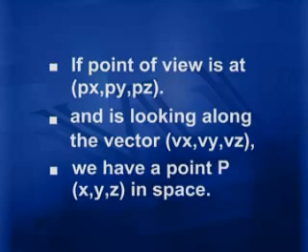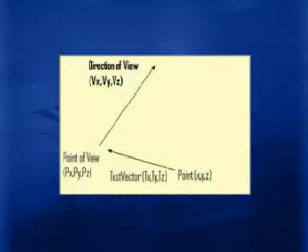So if we are given a direction of view, a point of view, and we have a point about which we need to find out whether it is visible from our given point of view or not, we can tell that, we can decide that using the dot product. Let us see how.